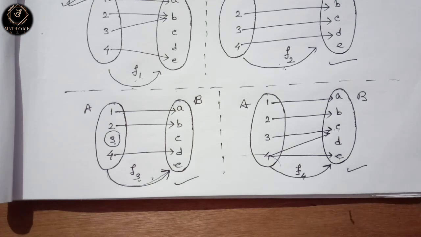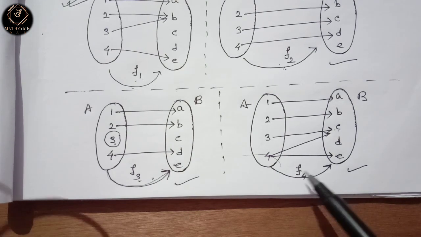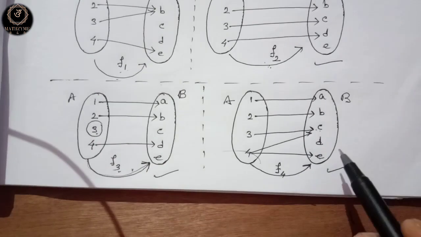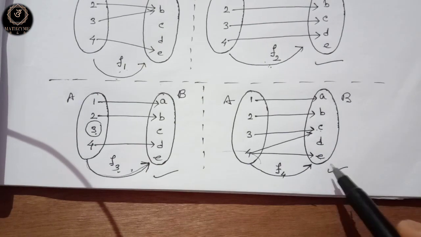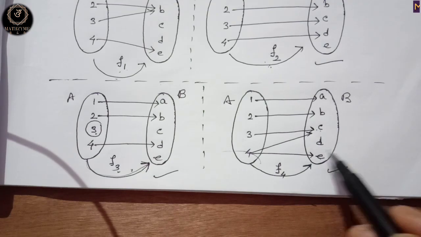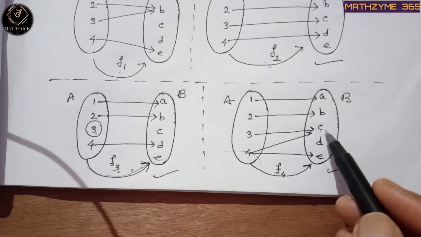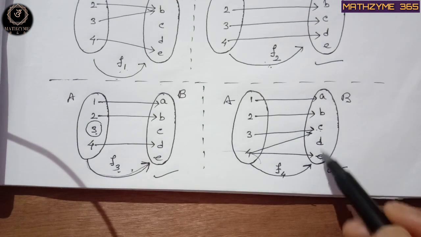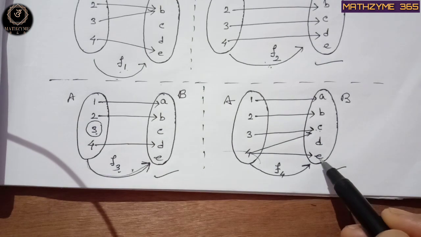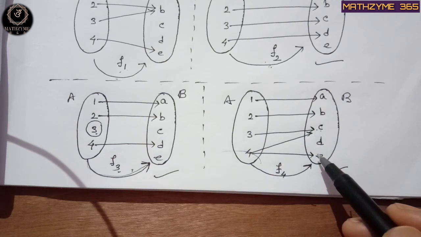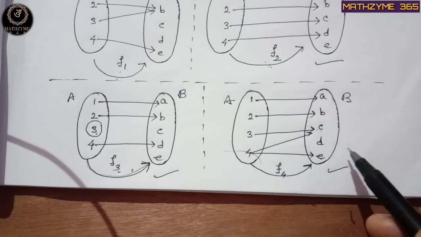Why is this not a function? Because in a function, images are always unique. Here, 4 has two images c and e both. Hence 4 here does not have a unique image.